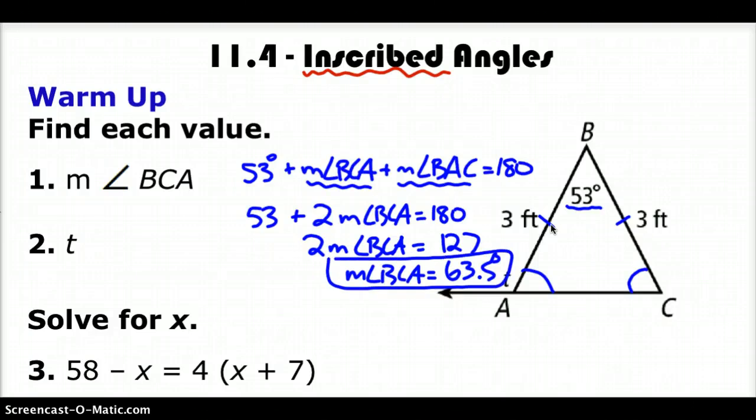Let's take a look at the next one. They're actually asking for the measure of t, or what's this measurement right here? Remember that these two angles form a linear pair, that is, their non-adjacent sides form a straight angle, so it's 180 degrees. So I can just take 180 and subtract 63.5 degrees from that, and I should be able to get my final answer here. So I just have to do a little borrowing.